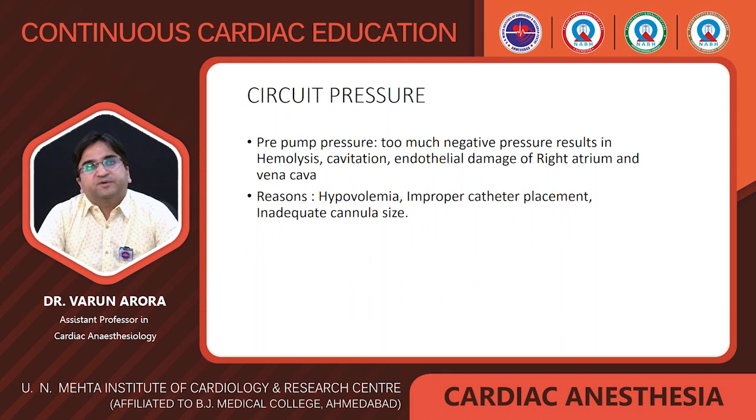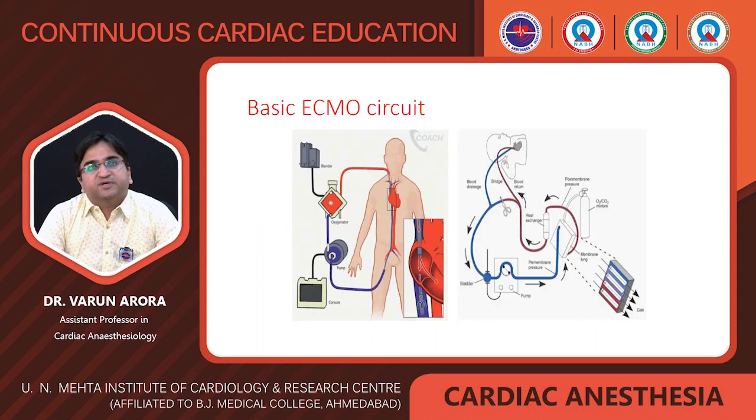Now coming to the circuit pressure. Now pre-pump pressure, too much negative pressure results in hemolysis, cavitation, endothelial damage of right atrium, and vena cava. Reasons may be hypovolemia, improper catheter placement, or inadequate cannula size.